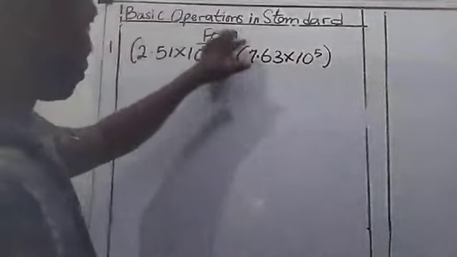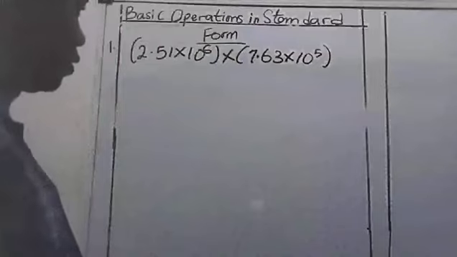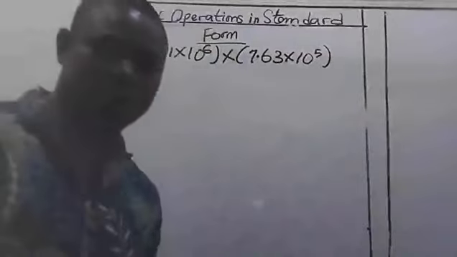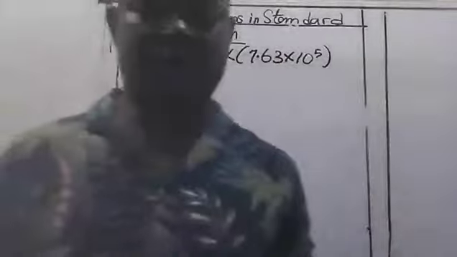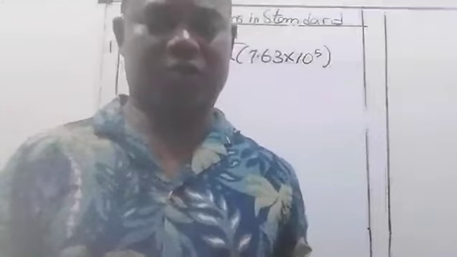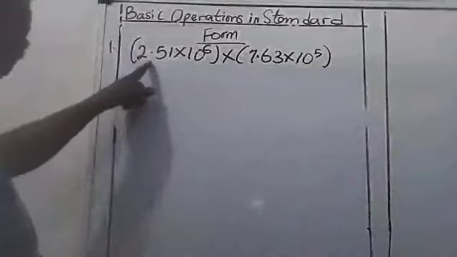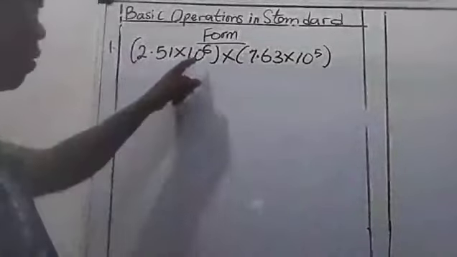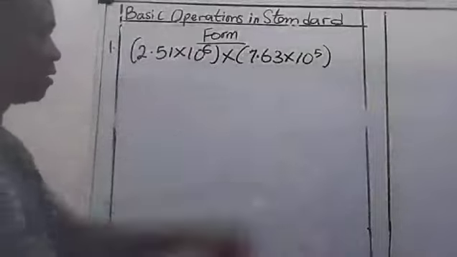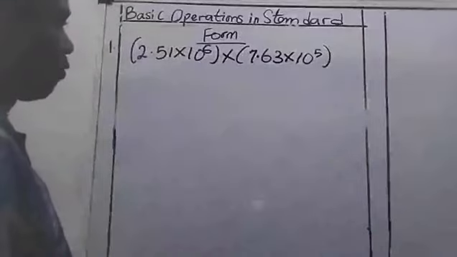Today we'll be talking about basic operations in standard form. There are some operations in standard form that we need to apply laws of indices to solve. So example number one: 2.51 times 10 raised to power 6 times 7.63 times 10 raised to power of 5.